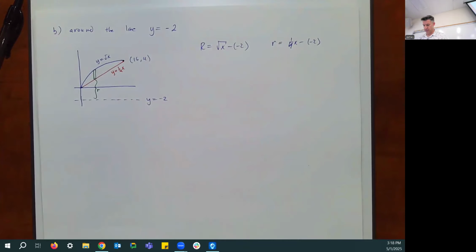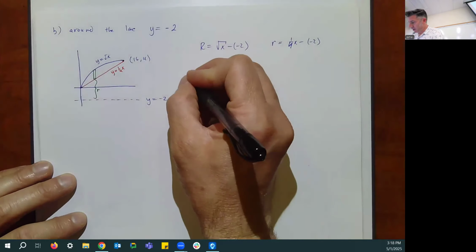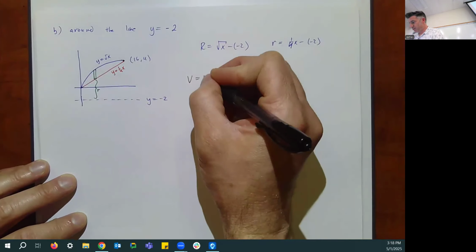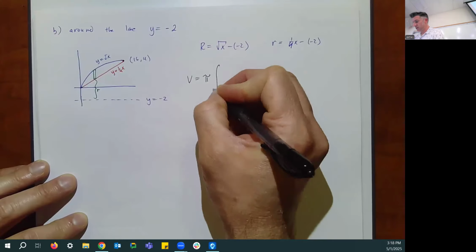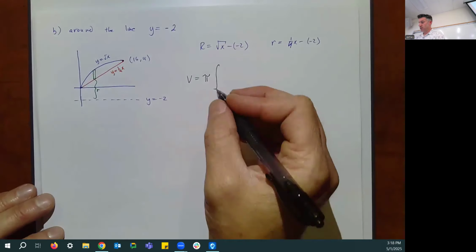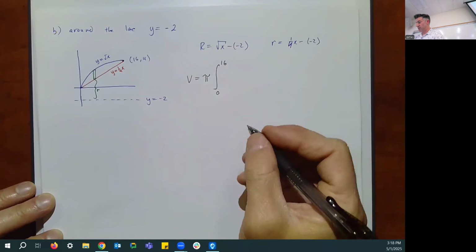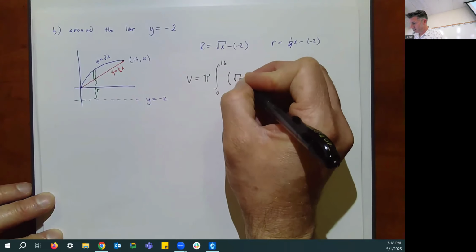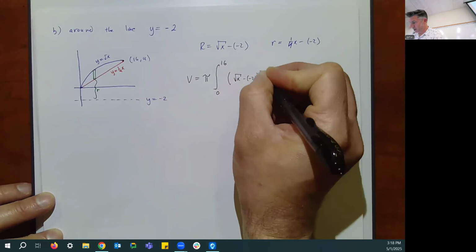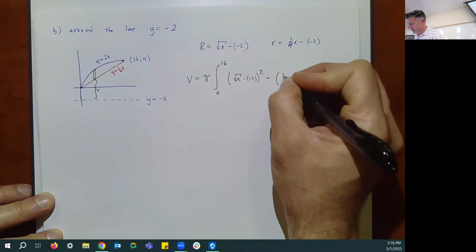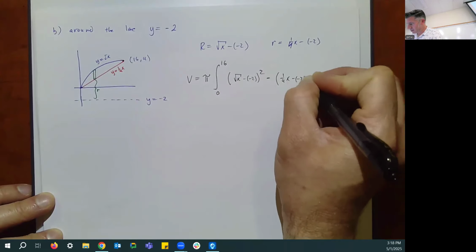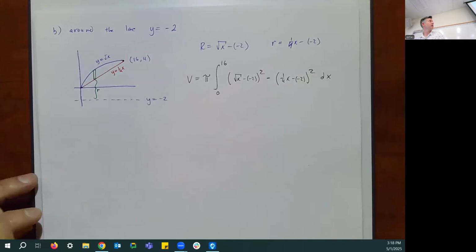Come on in, have a seat. So setting up our integral, the volume is going to equal pi times the same limits of integration, still as far left as 0, as far right as 16. And then it's my large radius squared minus my smaller radius squared dx. It probably would be fine to simplify that as root x plus 2 and 1/4 x plus 2.